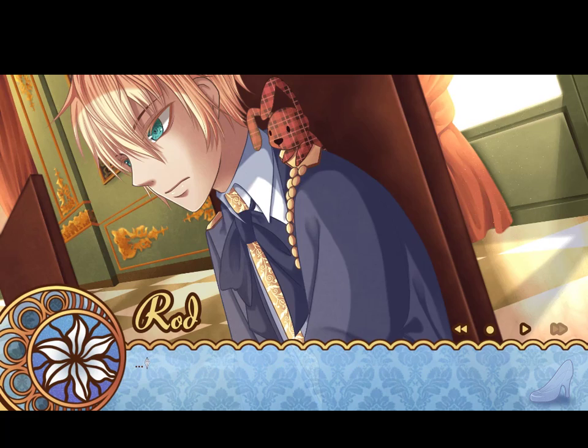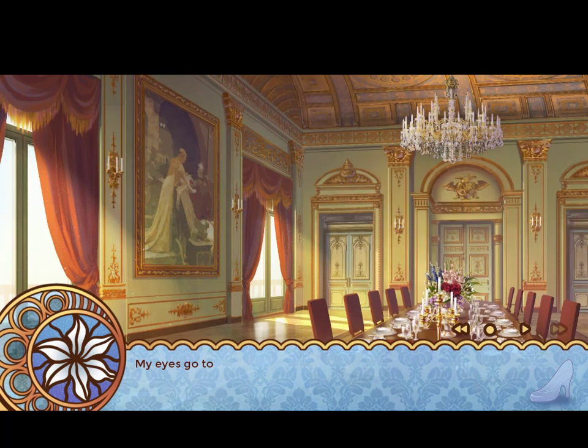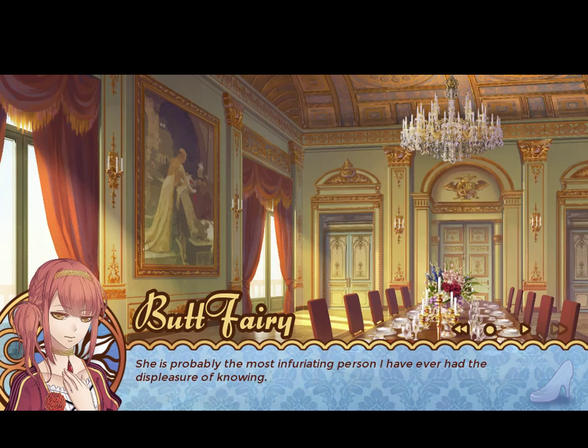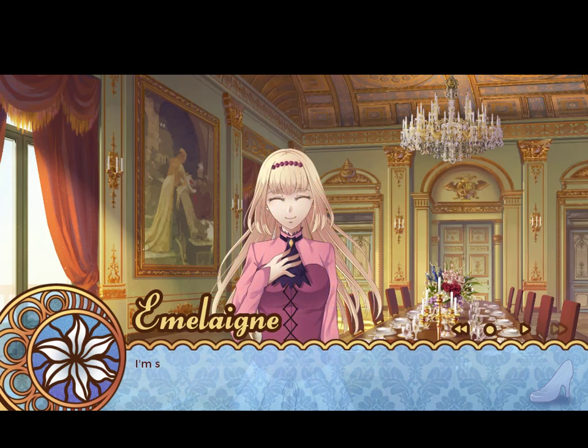It was apparently given to him by a fairy. His name is Rod. He minds his own business and is easy to deal with. His older sister. My eyes go to the empty seat behind him. She's probably the most infuriating person I've ever had the displeasure of knowing.